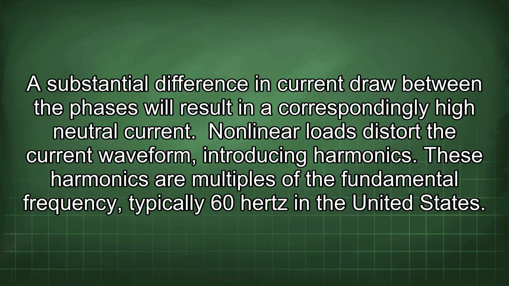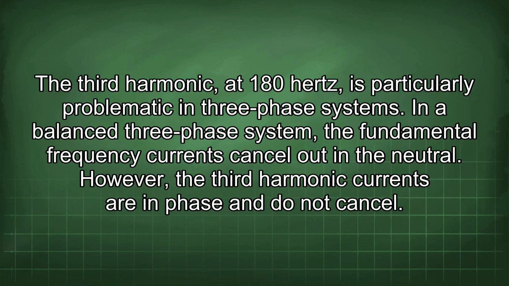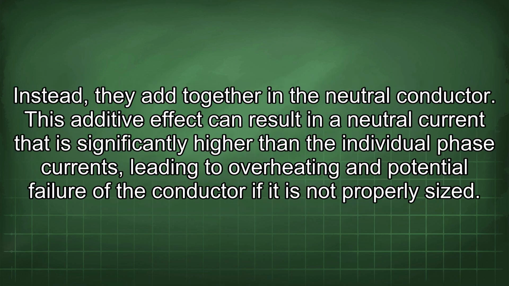Nonlinear loads distort the current waveform, introducing harmonics. These harmonics are multiples of the fundamental frequency, typically 60 Hz in the United States. The third harmonic, at 180 Hz, is particularly problematic in three-phase systems. In a balanced three-phase system, the fundamental frequency currents cancel out in the neutral. However, the third harmonic currents are in phase and do not cancel. Instead, they add together in the neutral conductor. This additive effect can result in a neutral current that is significantly higher than the individual phase currents, leading to overheating and potential failure of the conductor if it is not properly sized.